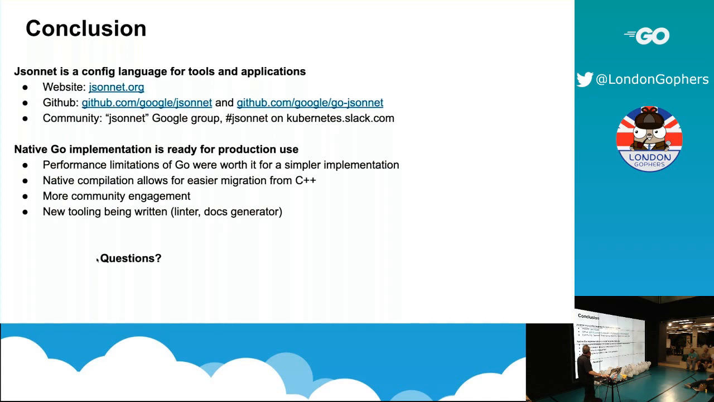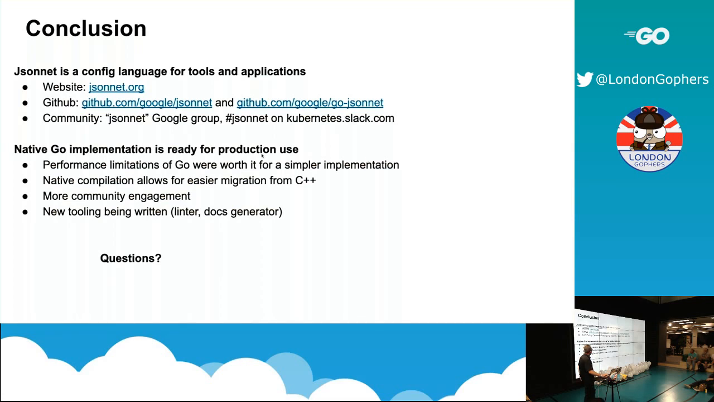So, conclusion. It is a config language. You can use it in tools and applications. It's got a website. There's a separate GitHub for the Go version if you can't find it in the main one. There's a Jsonnet Google group, and most of the chatter on Slack is actually in the Kubernetes Slack, because that's where all the users are. This native Go implementation is definitely ready for production use. Plenty of people are using it already.